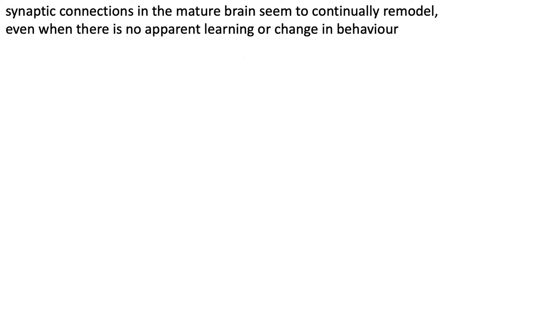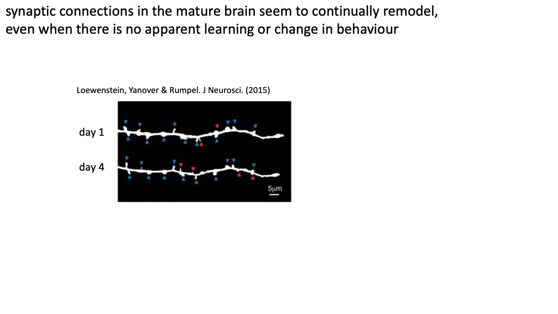So in answer to that first question, it turns out that synaptic connections in the mature brain seem to continually remodel, even when there is no apparent learning or change in behavior. So this might come as a surprise.